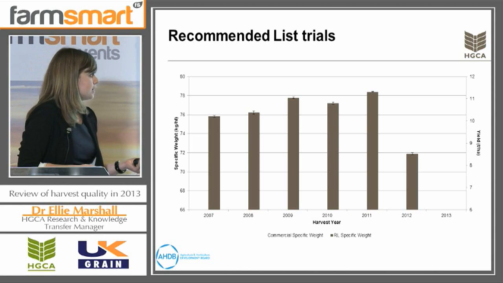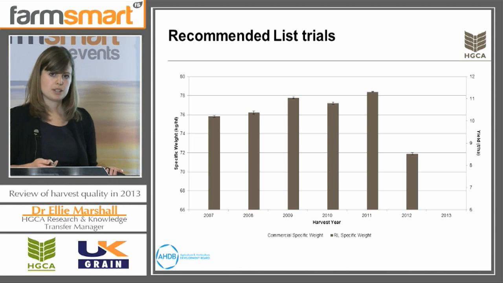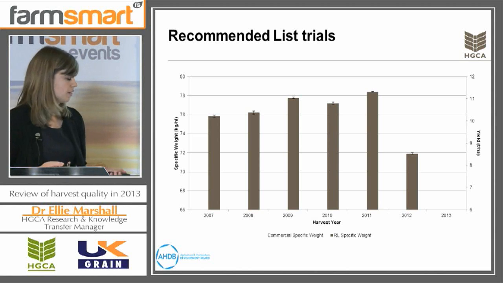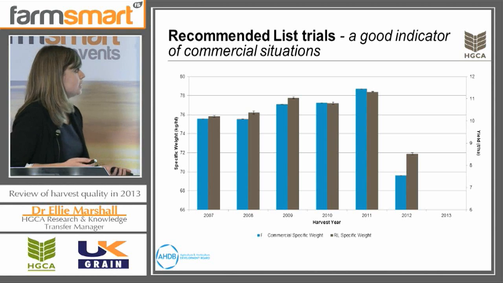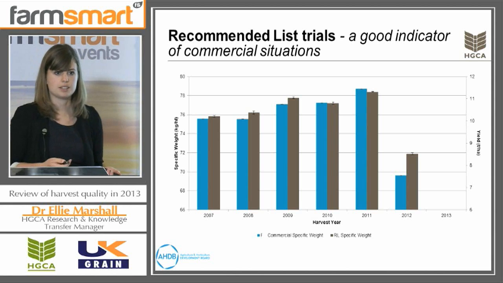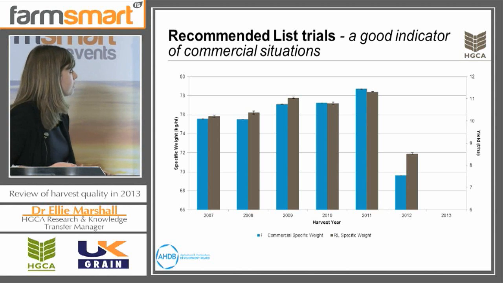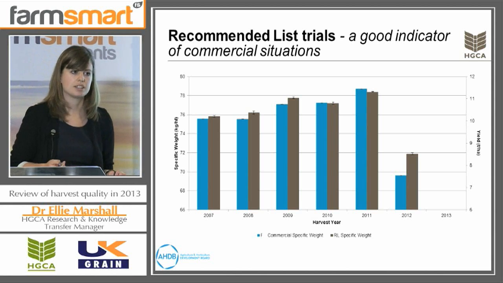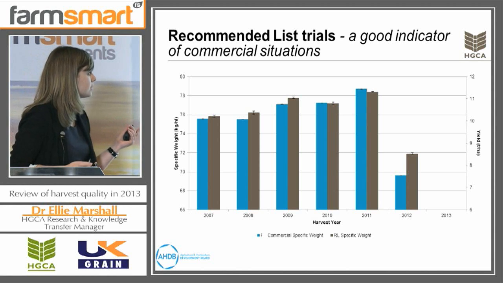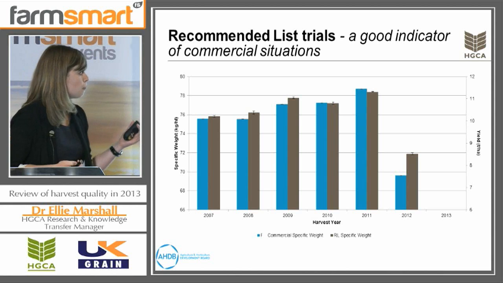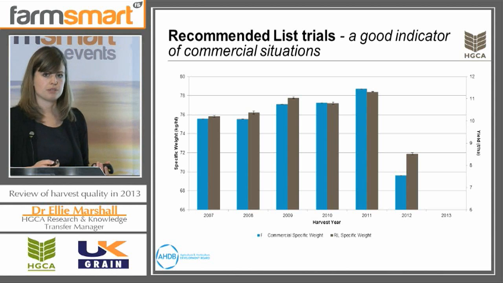If we map onto this the commercial trials from the Cereal Quality Survey, we see that across those years there is actually a tight mirroring between the two sets of data, showing that actually the recommended list trials are a good indicator of the commercial situation. The gradual increase from 2007 to 2011, and then a sharp drop in 2012.